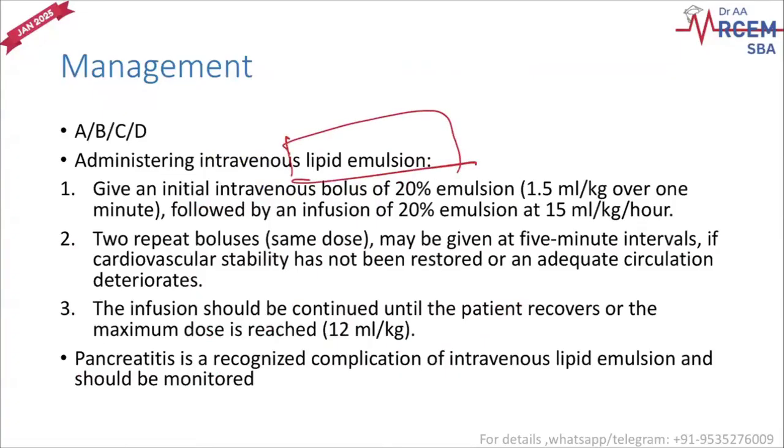You need not remember all the dosing that you have been given. It is only for your reference purpose. No one can remember it. It is quite complicated dosing, what I have mentioned here. Okay, it's the lipid emulsion. What you need to remember is the antidote.